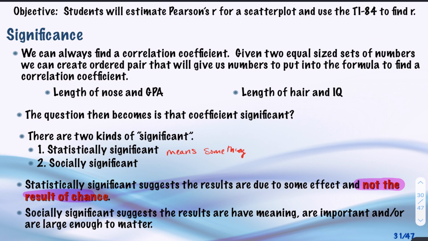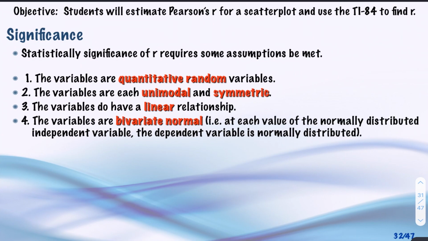Socially significant suggests that the results have some sort of meaning, are important, and are large enough to actually matter. Do you care if you could relate hair length to IQ? No, it doesn't have any social significance, which is what we want to measure.